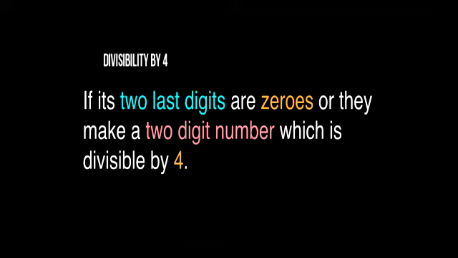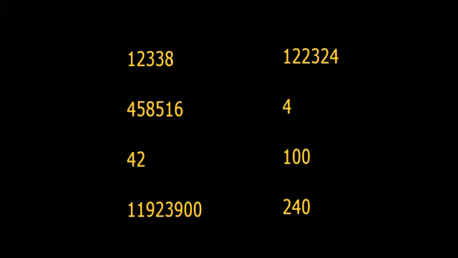Next, we have another rule, which is divisibility by 4. A number is considered to be divisible by 4 if its last two digits are zeros, or they make a two-digit number which is divisible by 4. Here are a few numbers. Let's just see which ones are divisible by 4.